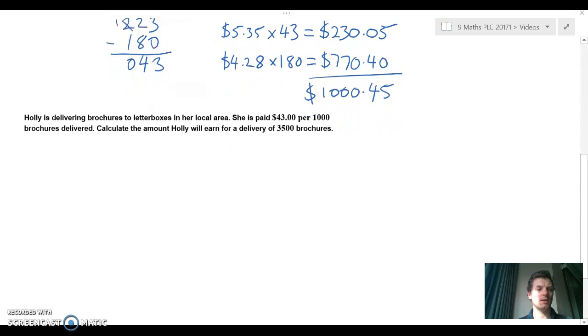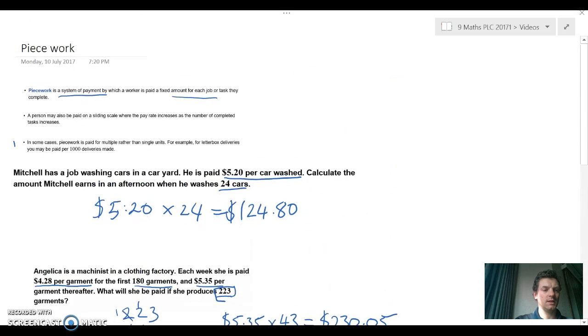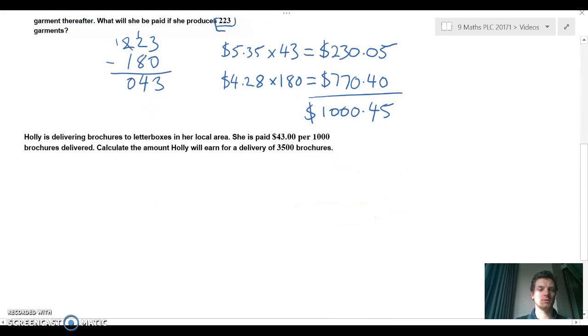Now this is an example of, when we talk about our third option here, being paid in multiples rather than a single unit. So Holly delivers brochures in a local area. She's letterbox dropping. She's paid $43 for every 1,000 brochures that she drops off. But if she's dropping off 3,500 brochures, how much is she going to get paid?